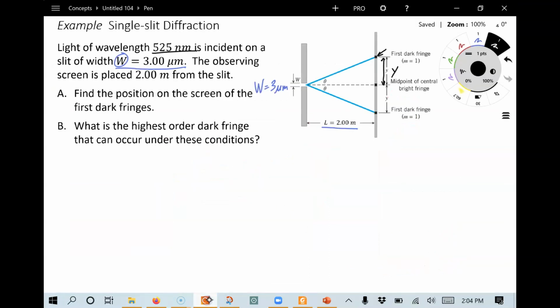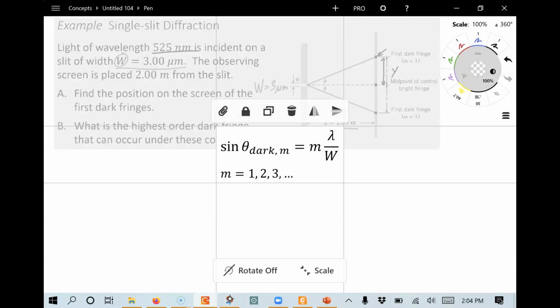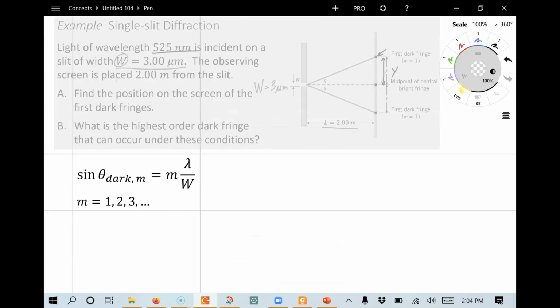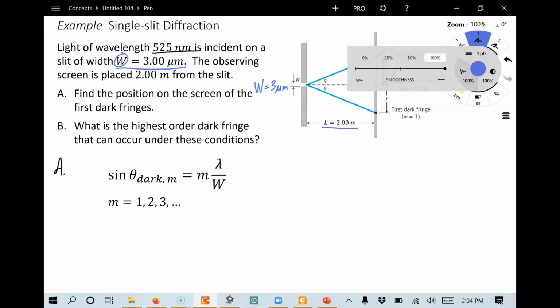Let's go back to our problem. Let's go ahead and paste the equation that we want to use here. Now, for part A, find the position on the screen of the first dark fringe. So okay, we've got this equation, and if we think of this as a triangle, we've got this nice right triangle here. We want to find that short side there.